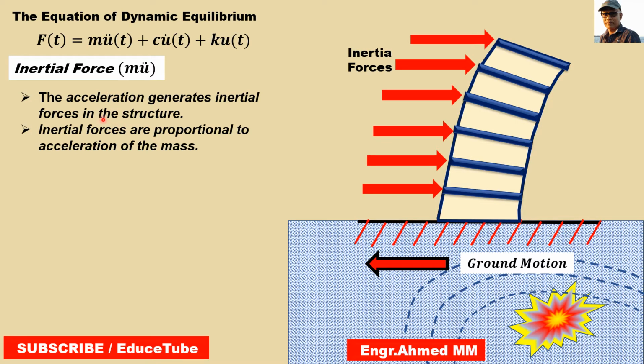Another important point, if we look at the figure, is that it acts opposite to ground motions. See here, inertial forces act in the right direction, ground motion is in the left direction. That is why it acts opposite to ground motions.